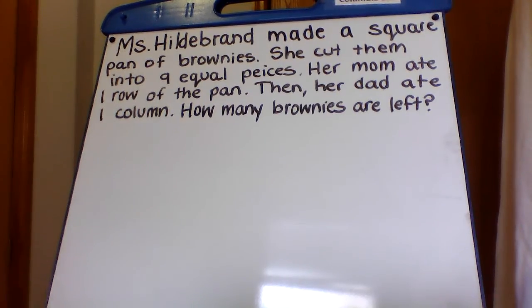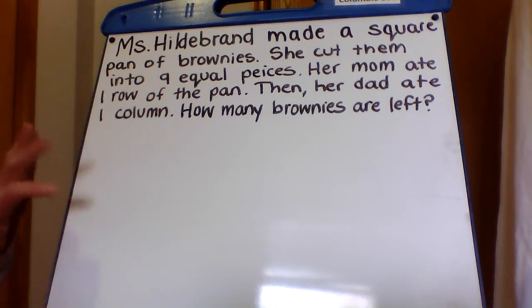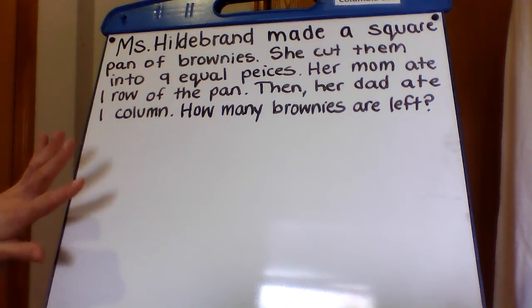All right, so your next problem says, Miss Hildebrand made a square pan of brownies. She cut them into 9 equal pieces. Her mom ate 1 row of the pan. Then her dad ate 1 column. How many brownies are left? There's a lot of information in that. So I do want you ladies to try to challenge yourselves and see if you can do this. However, I do want to go over this one with you.